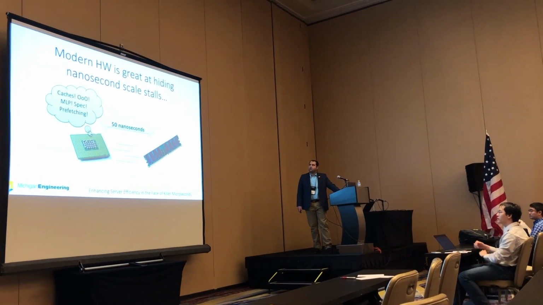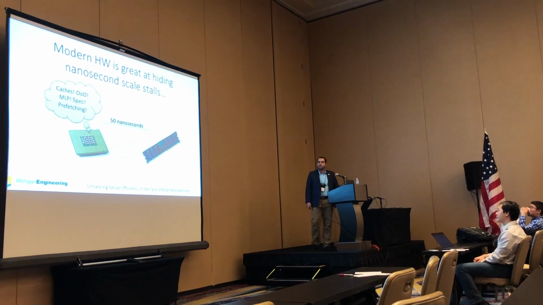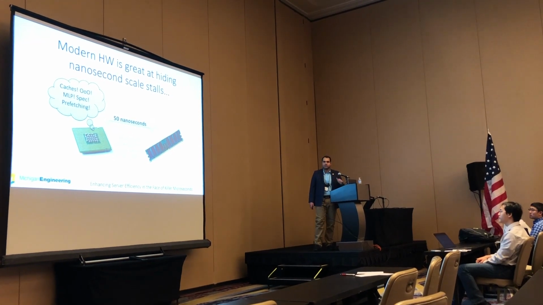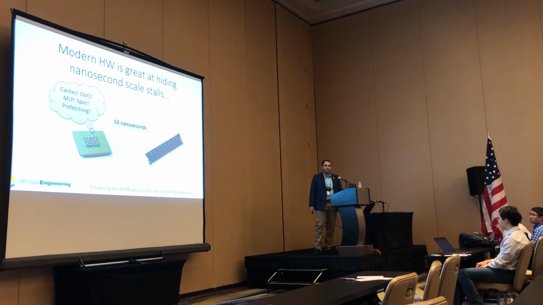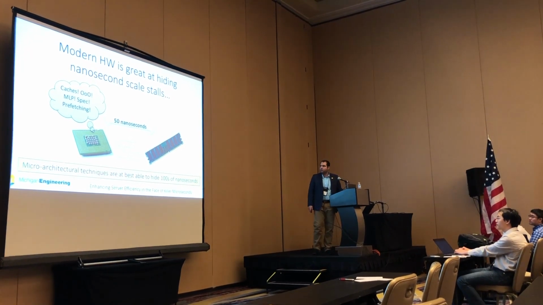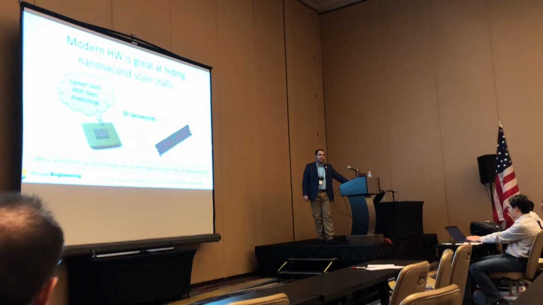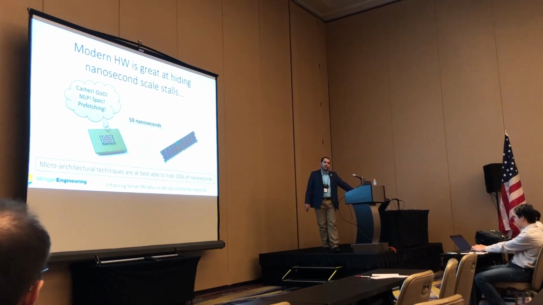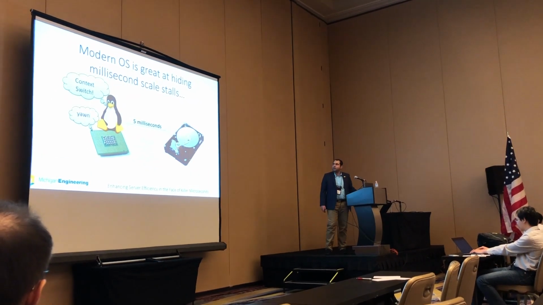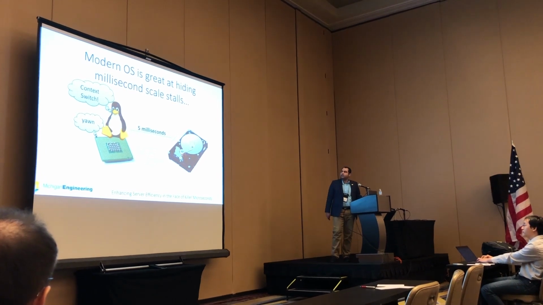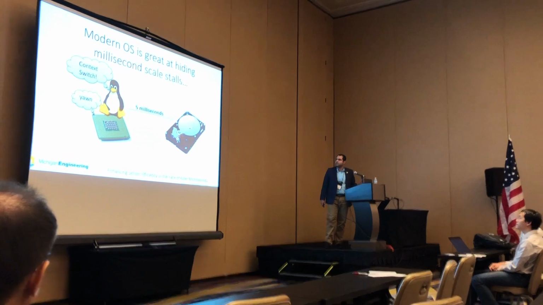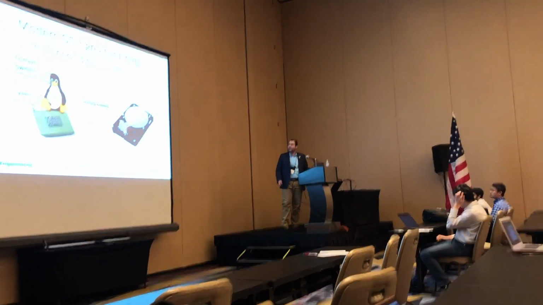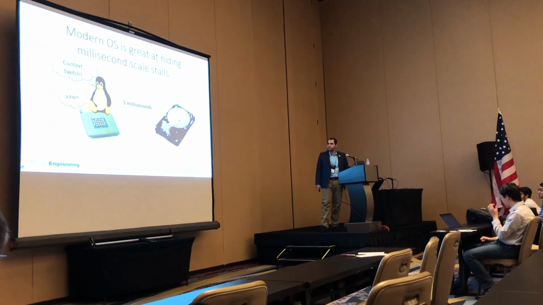So, as we all know, modern hardware is pretty good at hiding nanosecond scale stalls, for example, for accessing DRAM, using all the microarchitectural techniques that we have come up with in the past 50 years or so. However, all of these techniques are at best able to hide hundreds of nanoseconds, not more than that. On the other hand, modern operating systems are very good at hiding millisecond scale latencies that arise due to, for example, accessing disks using context switches.